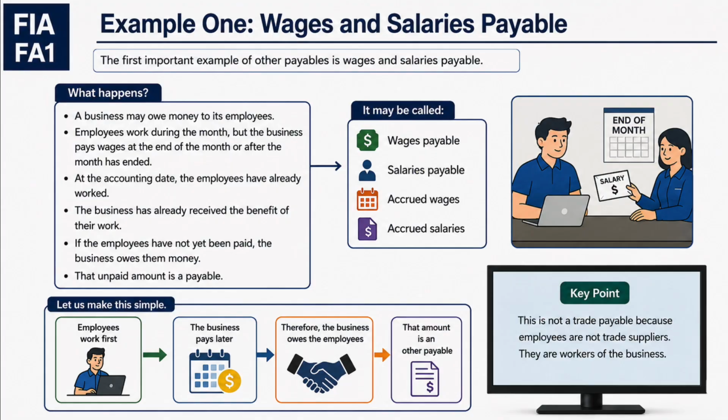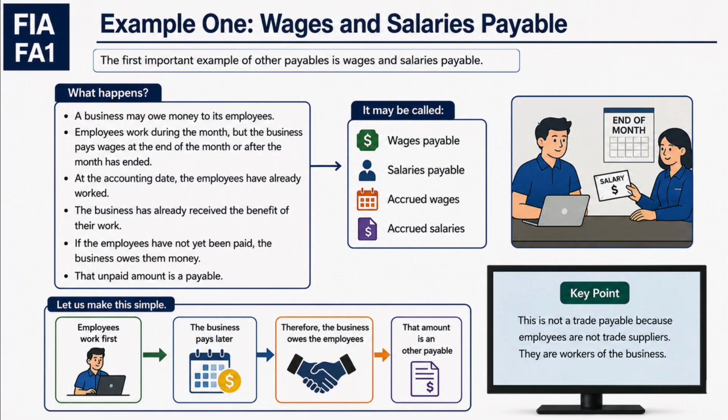Example 1. Wages and salaries payable. The first important example of other payables is wages and salaries payable. A business may owe money to its employees. For example, suppose employees work during the month, but the business pays wages at the end of the month or after the month has ended. At the accounting date, the employees have already worked. So the business has already received the benefit of their work. But if the employees have not yet been paid, the business owes them money. That unpaid amount is a payable. It may be called wages payable, salaries payable, accrued wages, accrued salaries.